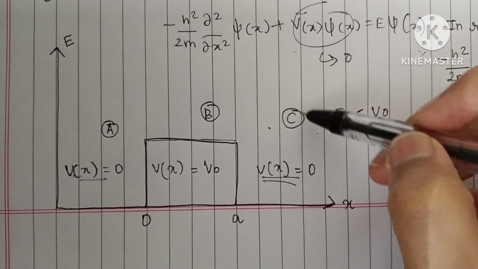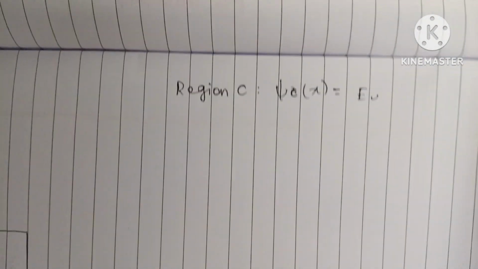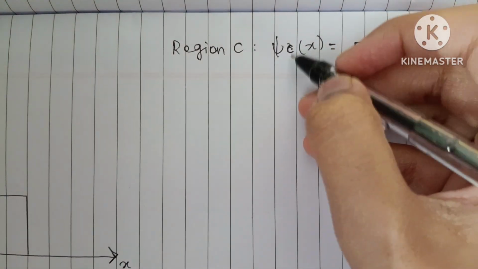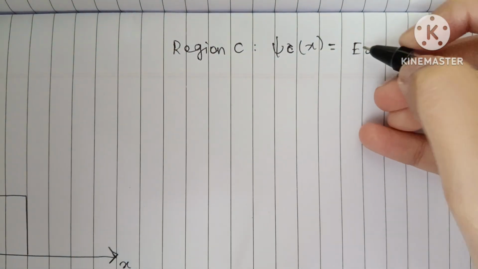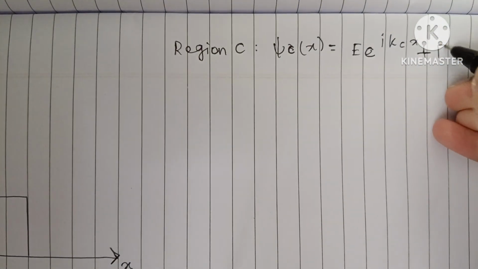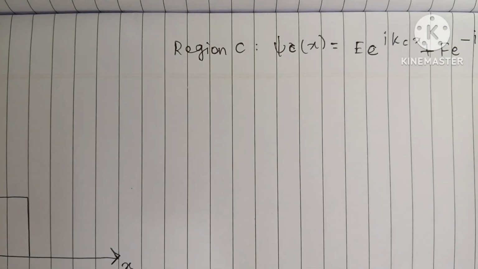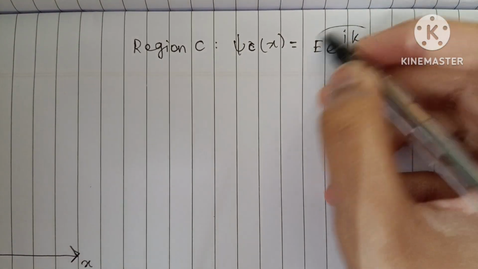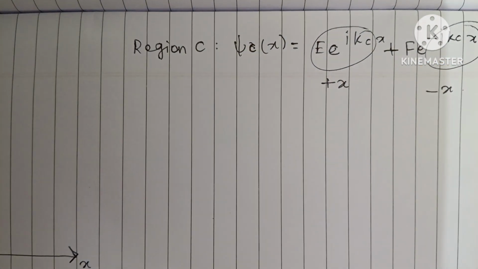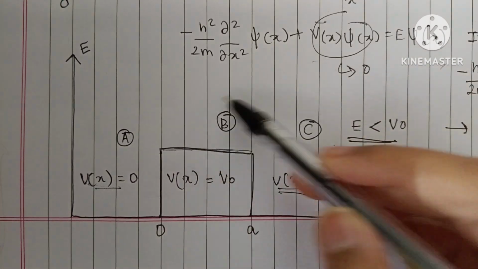We can see that the conditions for region C are very similar to the conditions for region A. We can also write the solution for region C. Psi c of x is equal to E into e power i k_c x plus F into e power minus i k_c x. And this is along the positive x. This is along negative x. Now we have the solutions for region C and region A, but not for region B.